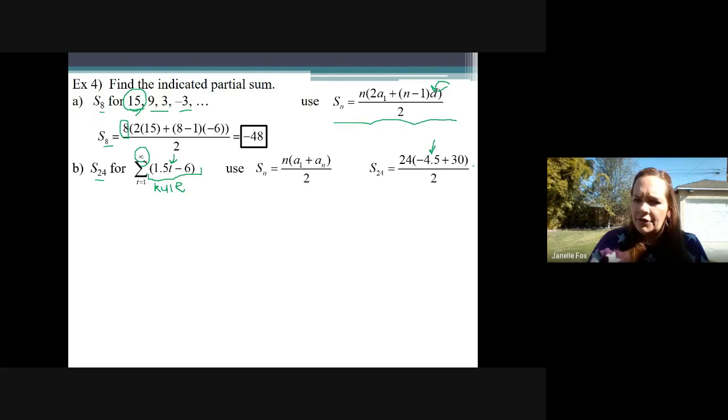Okay, and then how did I get 30? Well, that's my last term in this sequence. And I'm going for the 24th term. So I did 24 times 1.5. I got 36. And 36 minus 6 happens to be 30. So I'm just going to take my 30 and my negative 4.5, add those together, multiply by 24, divide by 2, and just like that, I get an answer of 306.